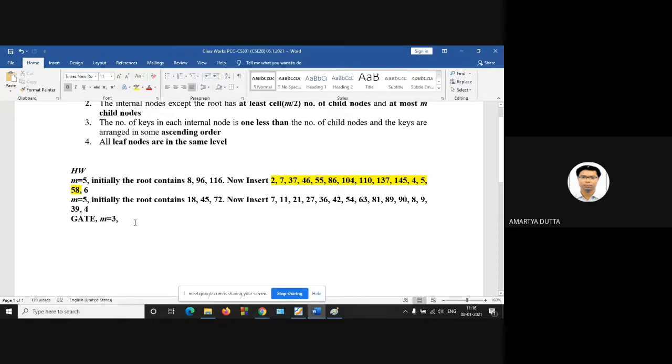I'm doing this particular one. M is equal to 3 and insert 10, 20, 30, 40, 50, 70, 80 and 90.